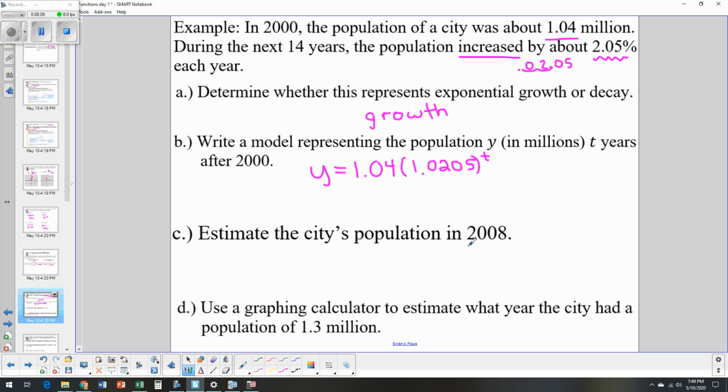So I need to know what is the value of t in 2008. So if it's based on starting in 2000 and now it's 2008, that means we have t is 8 years. So I'm plugging in 8 right here. I'm going to write it out first, and then I'm going to show you really the steps you would do in your calculator. All right, 1.0205 to the 8th power. So we want to make sure we're raising to the power first and then multiplying.